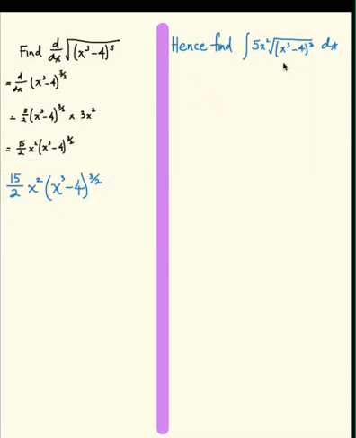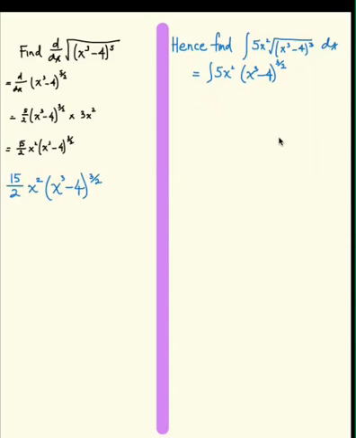Okay, so now what we have been asked to do is find the integral of that thing, hence. So we're looking for a link between these two things. First thing I'm going to do is rewrite this in terms of just its indices. So I've got x cubed minus 4, and it's to the power of 3 over 2 because it's a root there. So 3 over 2.